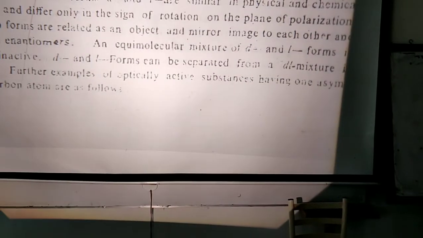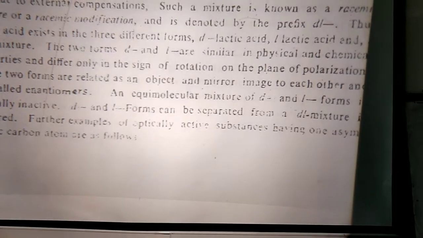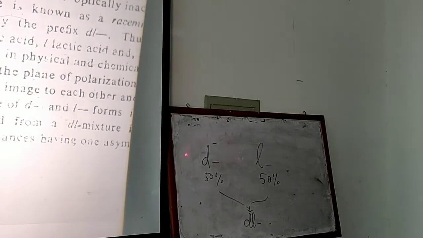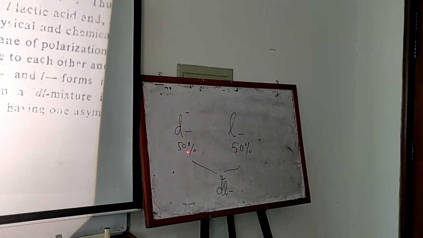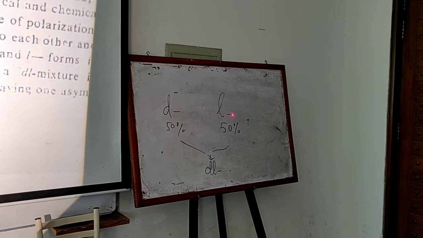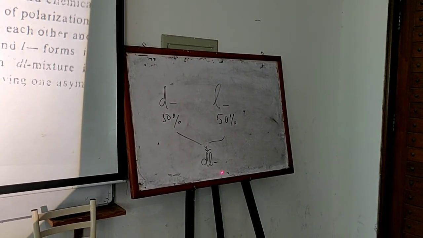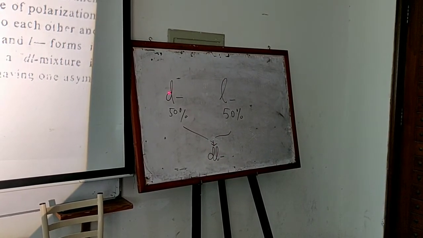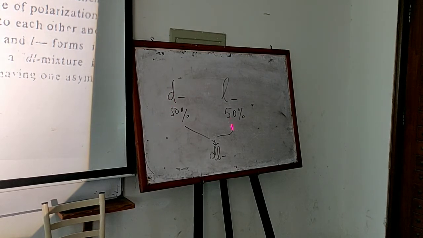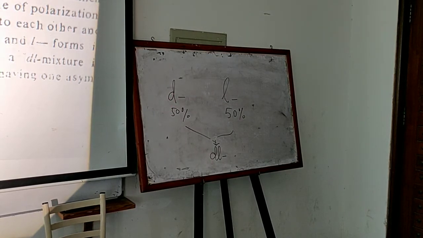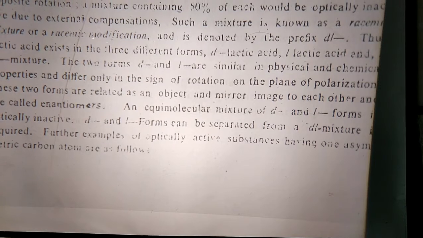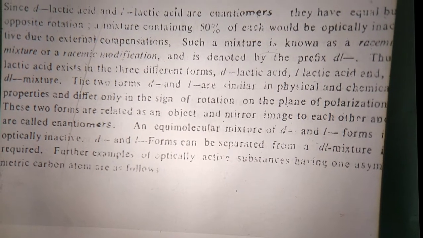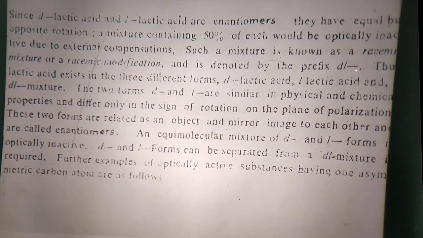Why has the word modification been used? Now you can see we have modified it in a way that it becomes inactive. Previously, when it was separated, 50% D and 50% L, each was optically active. But when you mix these two together and a racemic mixture is formed, we have modified optically active towards optically inactive. That's why it is named a racemic modification. Could you understand it? It is denoted by the prefix DL-.